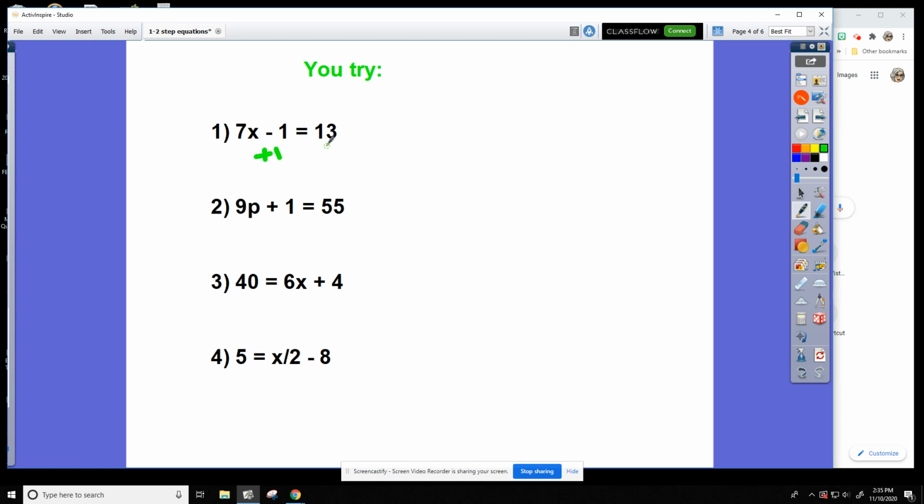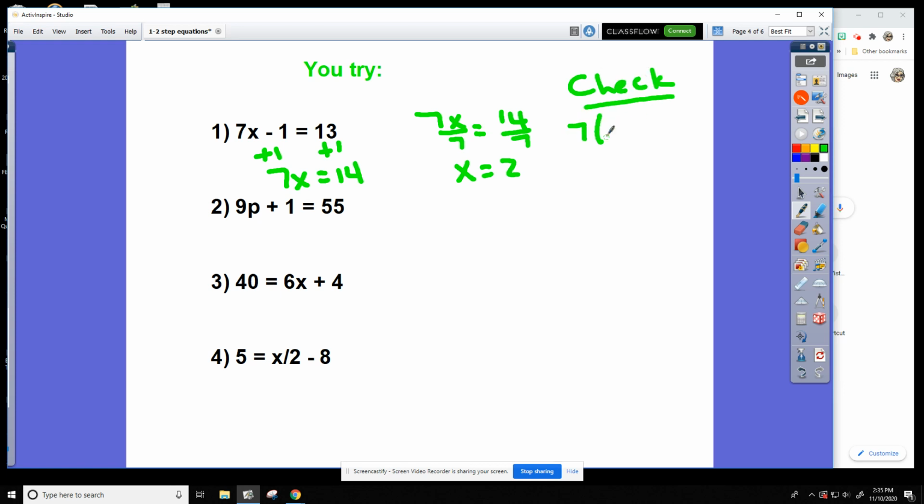So I'm going to add 1, because there's my variable. 7x equals 14. Divide by 7. I'm going to have to come out here because there's not enough room. X equals 2. To check these, I'm going to write check right here. It would be 7 times 2 minus 1 equals 13. 14 minus 1 equals 13.